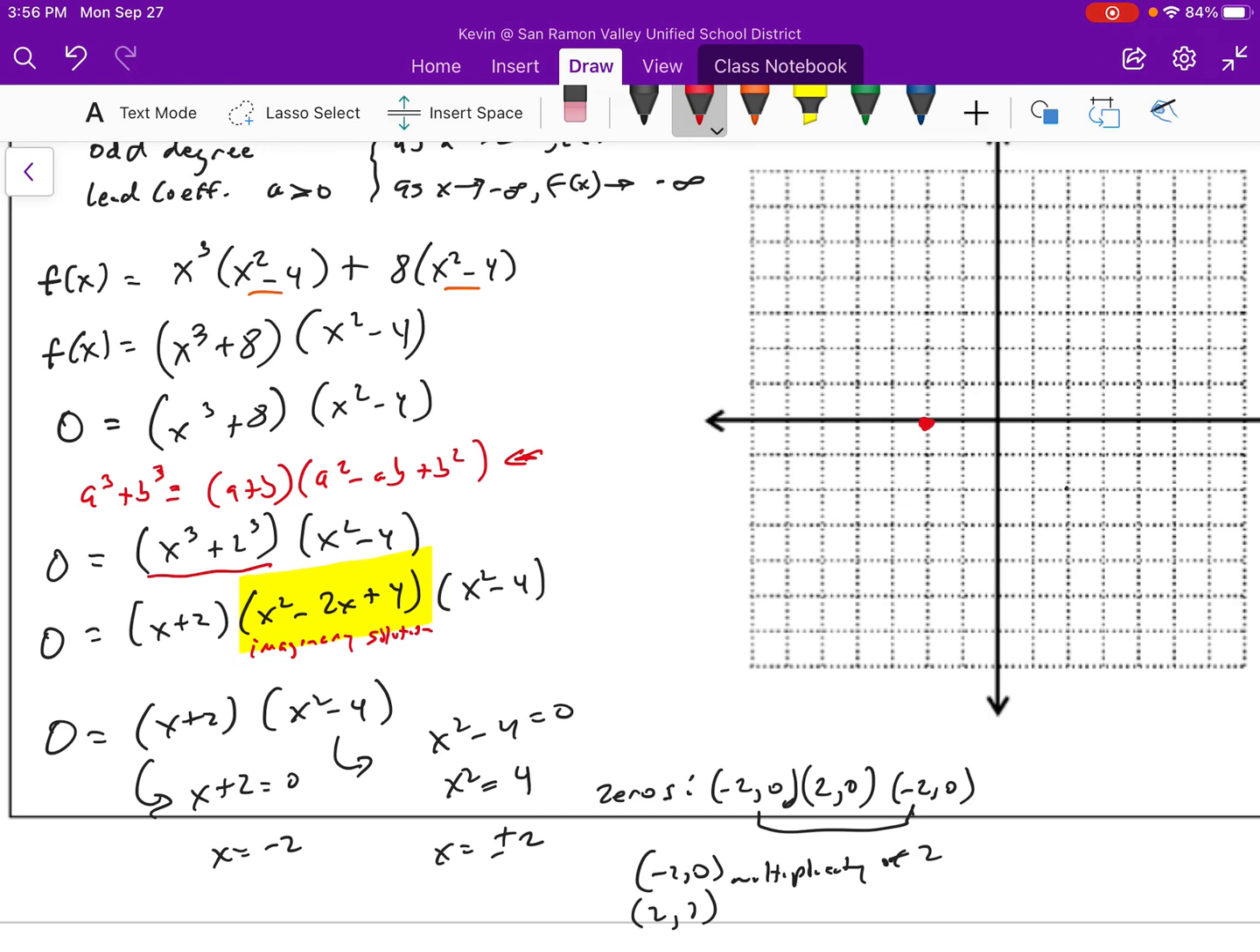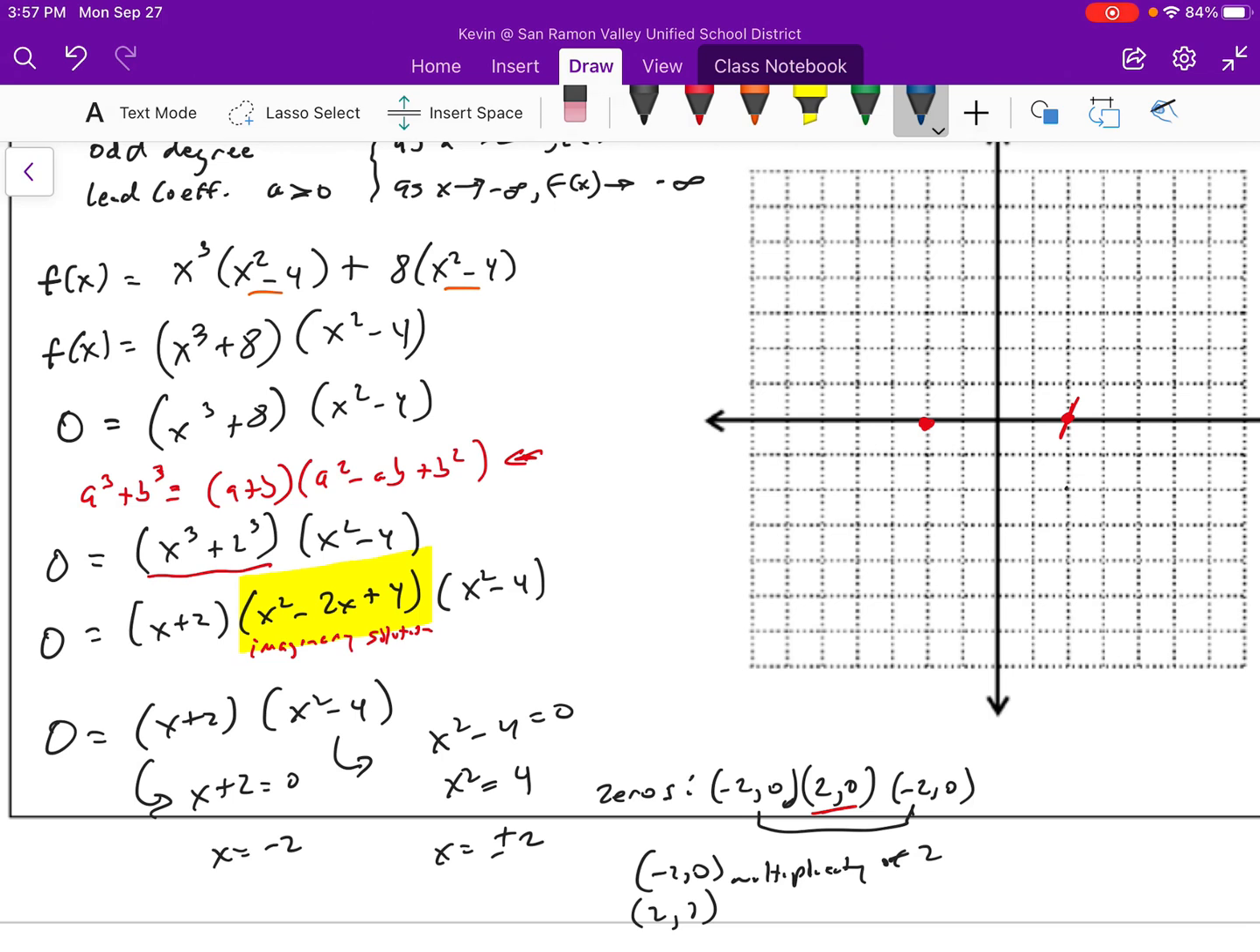Which has a multiplicity of 2, it means that it's going to be tangent, it's going to be bouncing off of that. And then my other point was 2, 0 here, and it has a multiplicity of 1, so I know it's going to be going through here. All right. And we need to figure out what's going on between these zeros here.